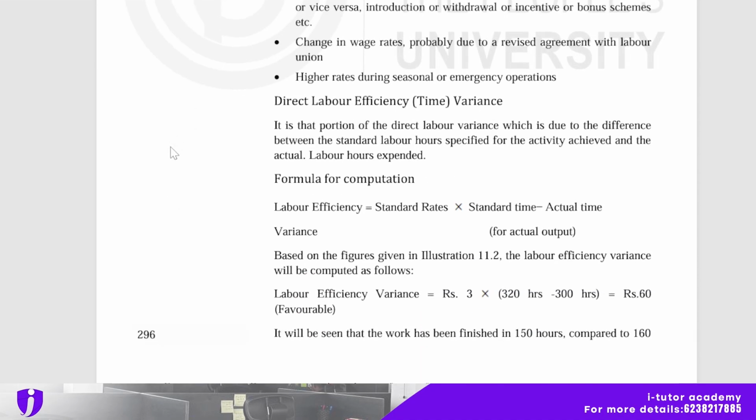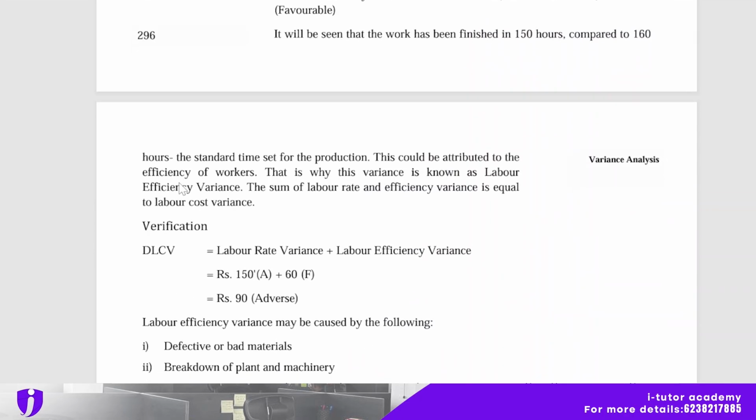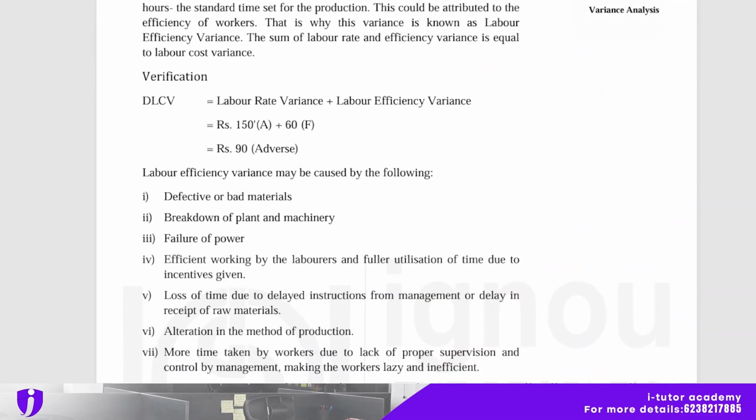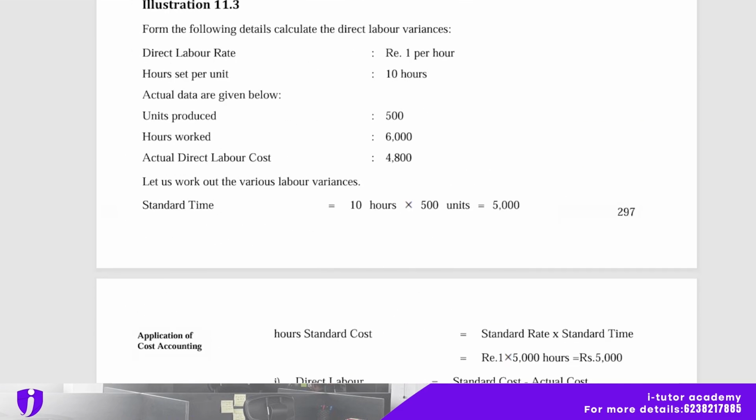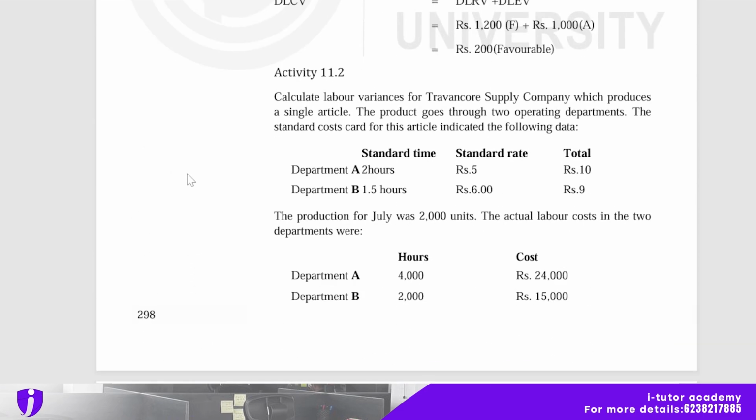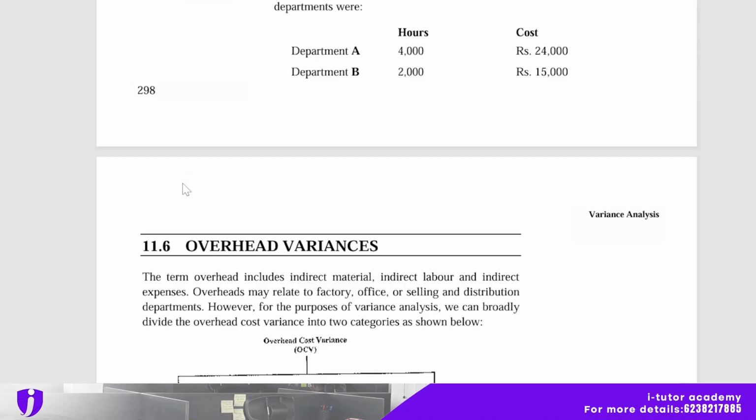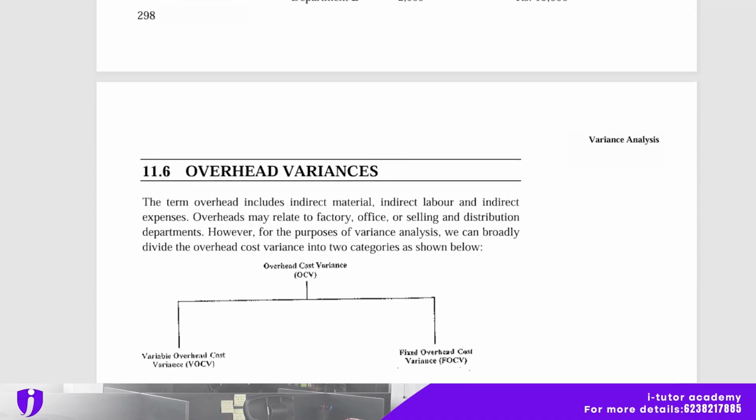And direct labor efficiency, that is time variance, is there. The formula is: labor efficiency variance is equal to standard rate into standard time minus actual time. And a verification is also here: labor rate variance plus labor efficiency variance. An illustration section is also here for the same, so you just go through it, and in case of any doubt you can contact us. We will reply to you through our contact number. Also you can comment on our comment box. So this is about today's section.